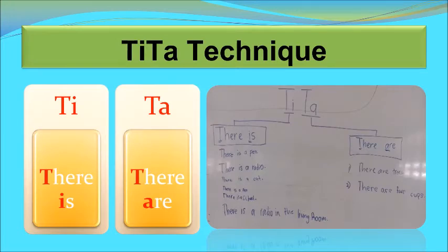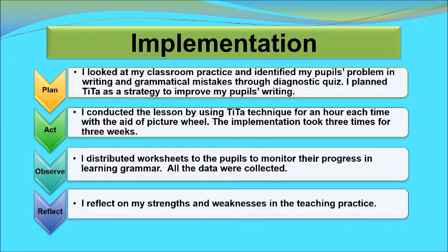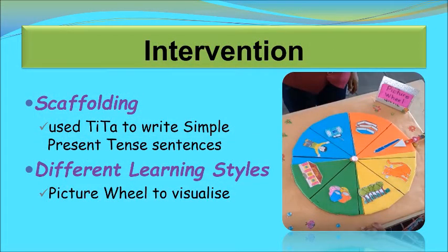Therefore, I innovated the TiTa Technique. Pupils were able to remember Ti as "there is" and Ta as "there are" and know how to use them in the right context. I planned the TiTa Technique and picture wheel, acted, observed, and reflected. Then I repeated the whole process again and again till the students mastered the TiTa Technique and improved their writing skills. I also did intervention in my teaching and learning process.